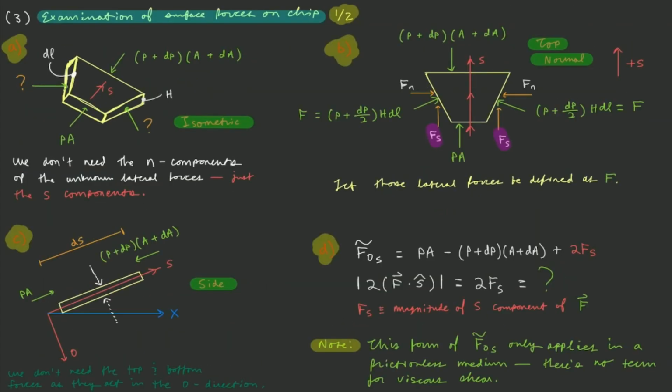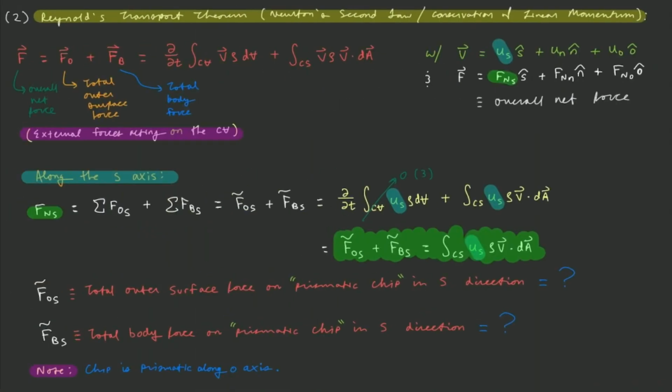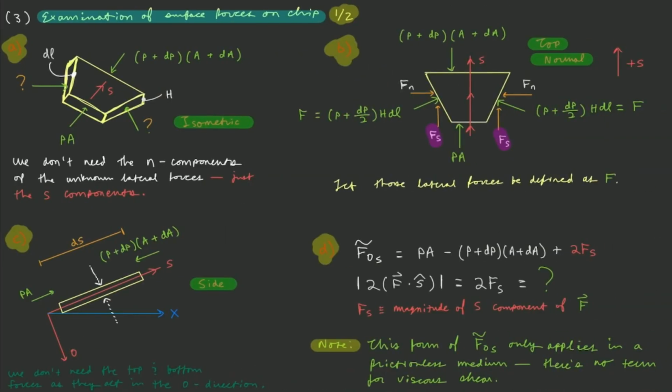Now, on this slide, what we're going to do is examine the surface forces on the chip. So we're looking at F tilde OS here. What are the surface forces on this chip? Well, we know that in control surface 1, we have a pressure force, and on control surface 2, we also have a pressure force. What's the pressure force along the S-axis on control surface 1? Well, that's PA. What's the pressure force along the S-axis on control surface 2? Well, that's P plus DP times A plus DA, right?